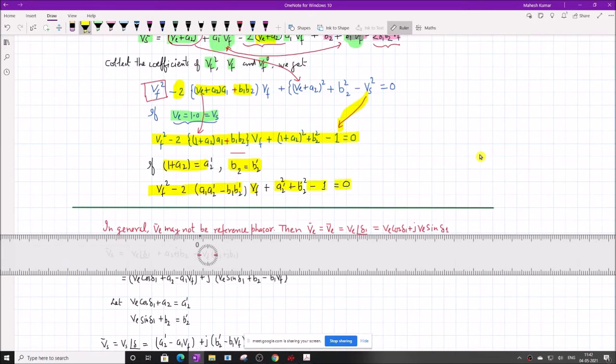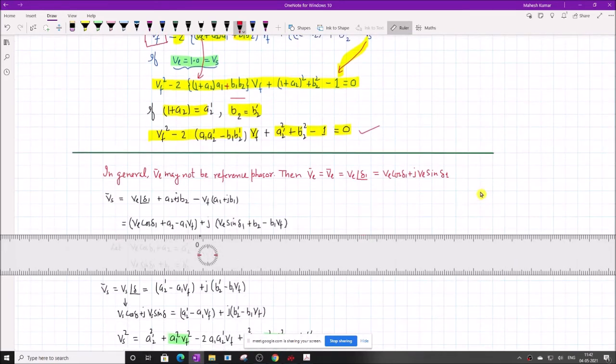But remember that BL need not always be a reference phasor. If BL is not a reference phasor, what will be the nature of this equation? Let us say BL has an angle of delta 1. What is happening? Explore here. So this can be written as real part and imaginary part: BL cos delta 1 plus J BL sin delta 1. Am I correct?